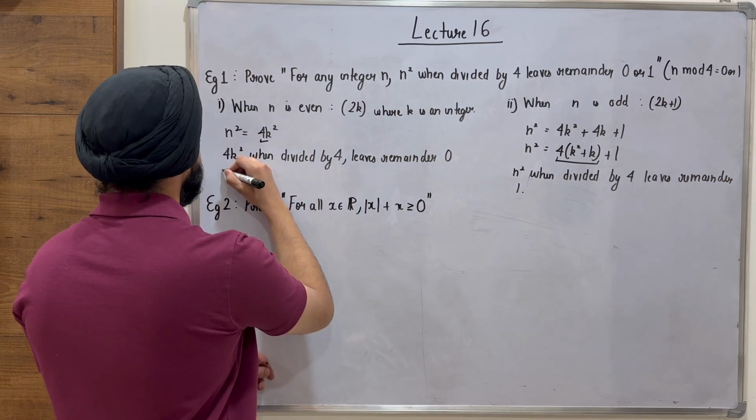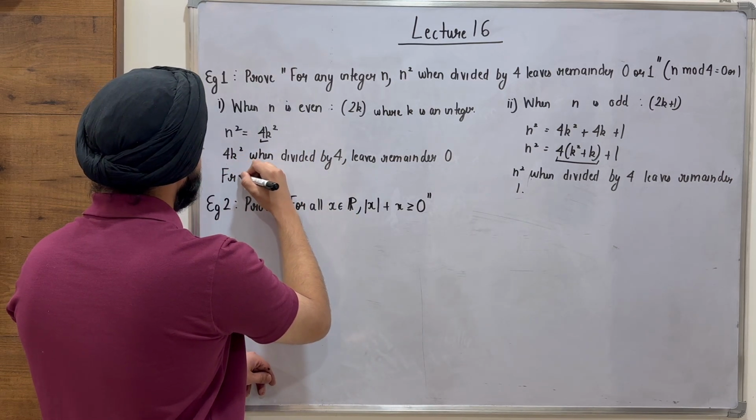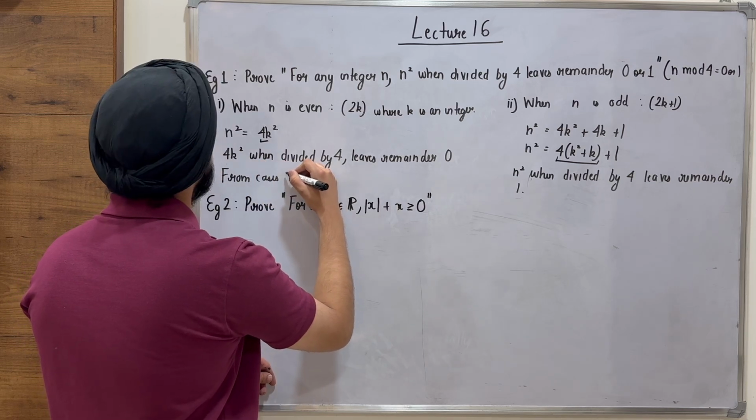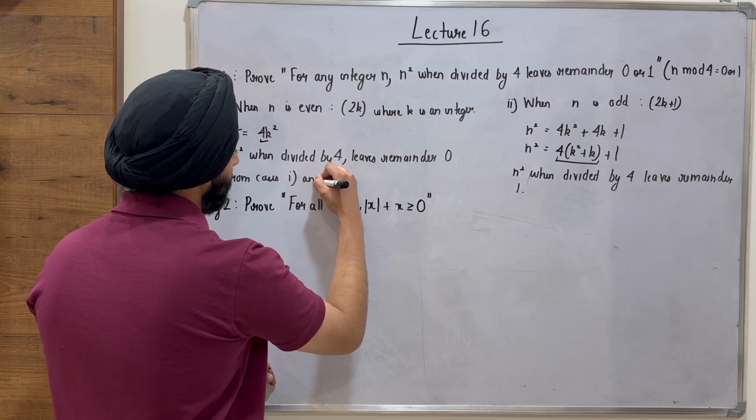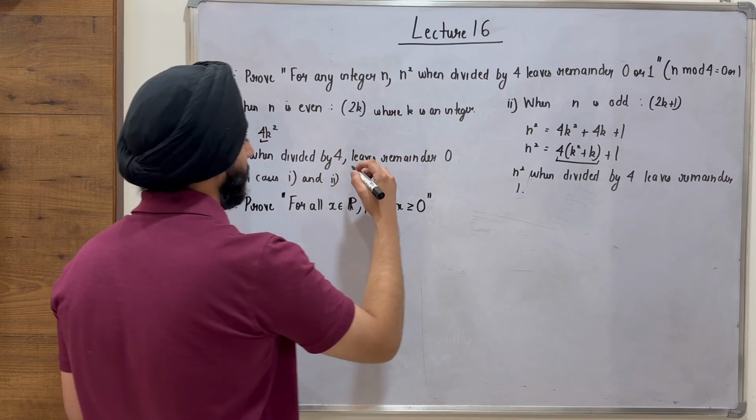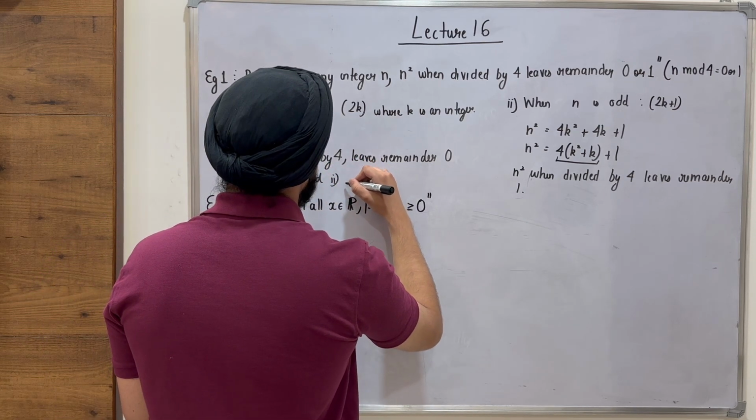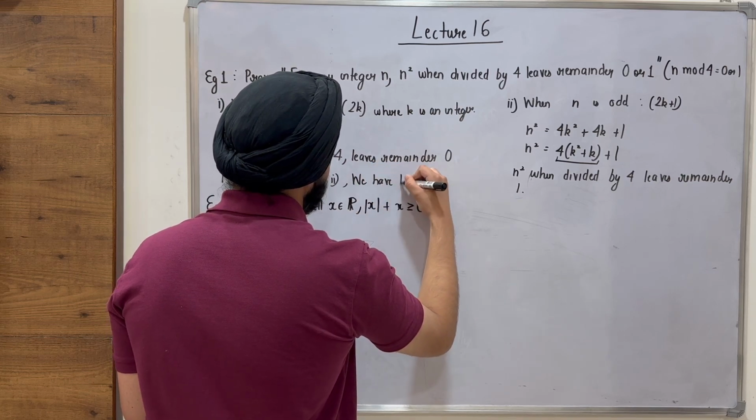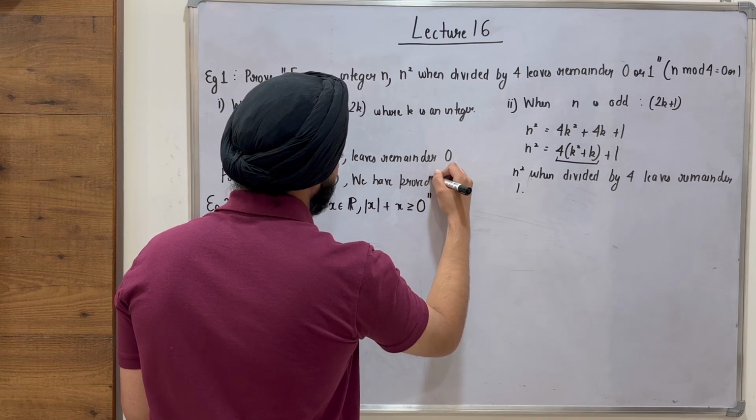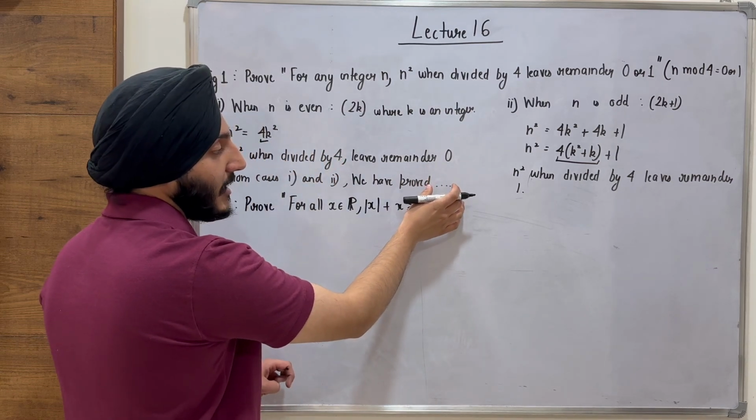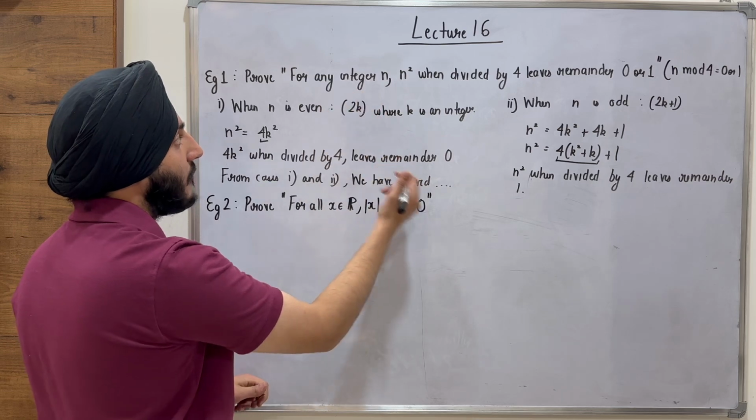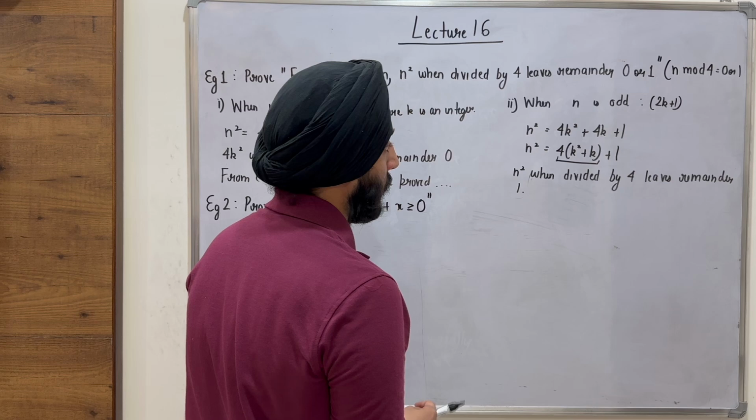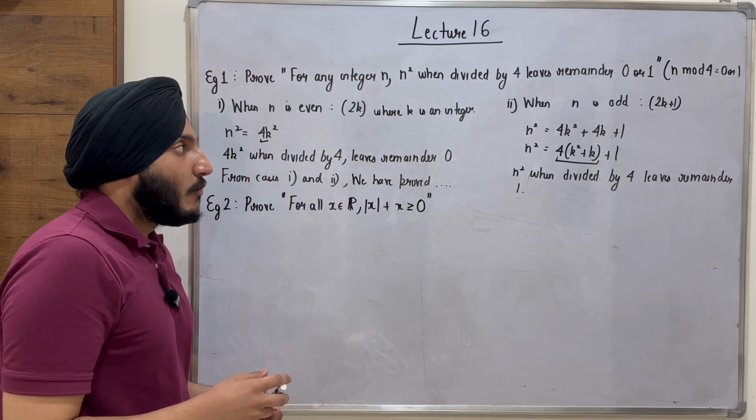Hence, from cases 1 and 2, we have proved. I'm not writing down the entire statement, but it basically means we have proved that for every integer n, n square when divided by 4 leaves remainder 0 or 1. Yeah. Once again, one more point.